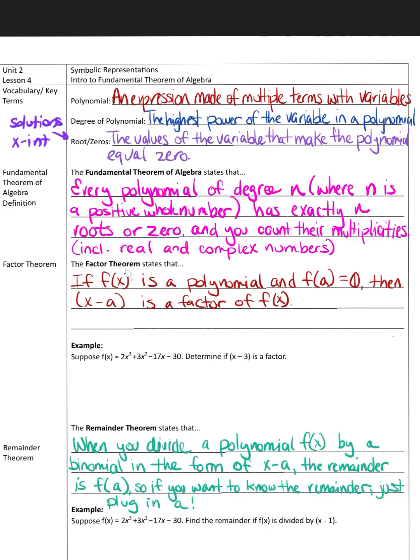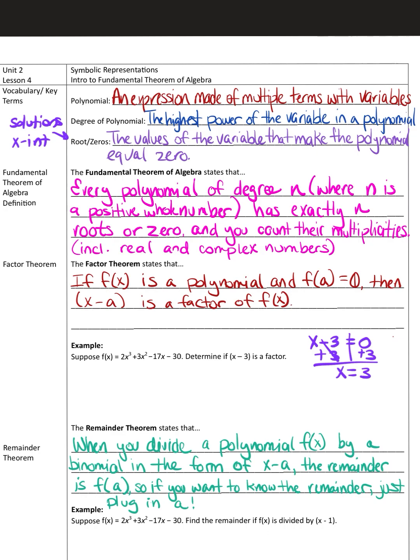The factor theorem states that if f of x is a polynomial and f of a is equal to 0, then x minus a is a factor of f of x. That's a big mouthful just to say that if I have a factor x minus 3 and I find the root of that factor, so x minus 3 set equal to 0, if I add 3 to both sides, this crosses out and x is equal to 3, all right?